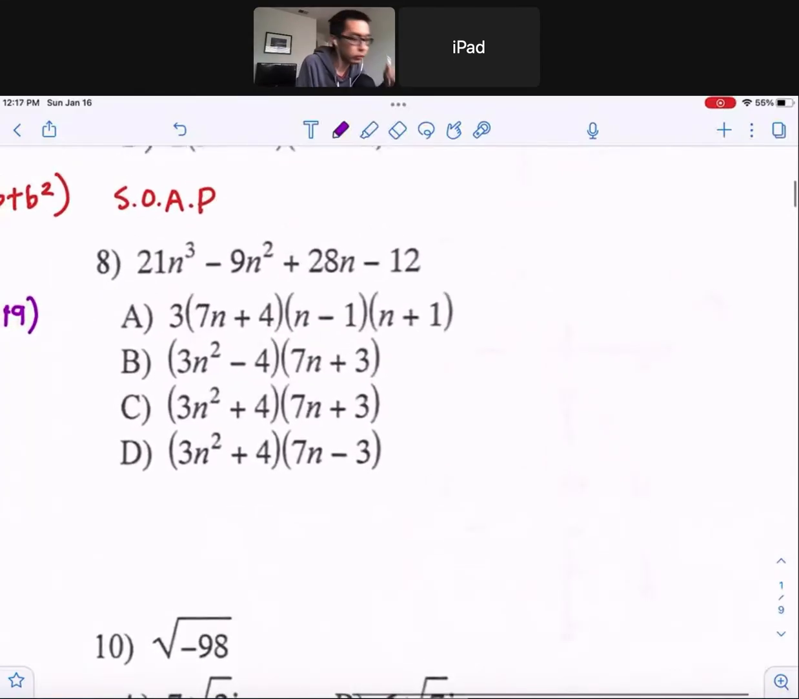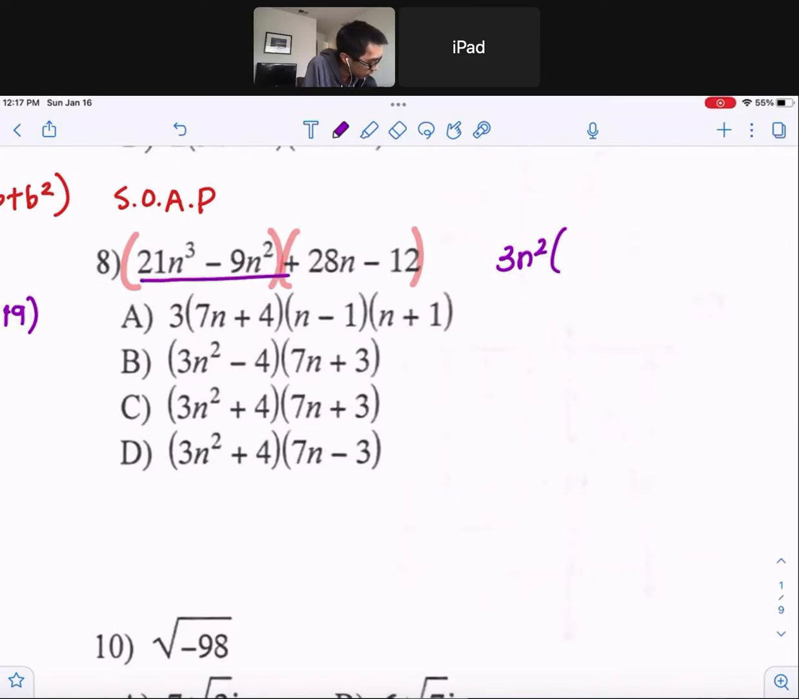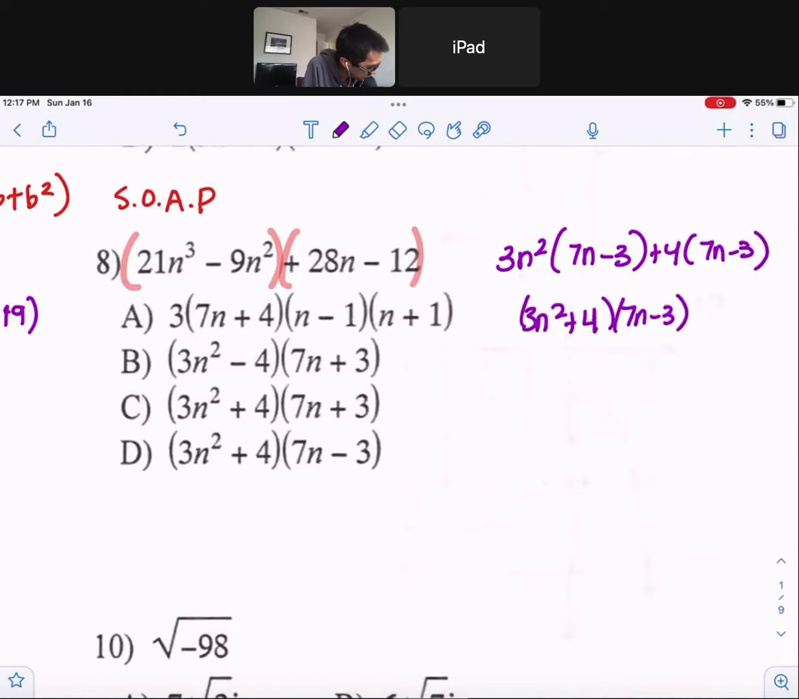Here, okay, so we have 4 terms, you guys. So one strategy for factoring 4 terms is by the grouping method. So what can you guys factor out from the first grouping? 3 from 39 and 9, and you can factor out 2 n's from n to the third and n squared. So divide each of these by 3n squared, so we get 7n minus 3. And then if you guys factor out a 4 from there, you guys would get 7n minus 3. So we get 3n squared plus 4, 7n minus 3, which is going to be D. That one is going to be part D.